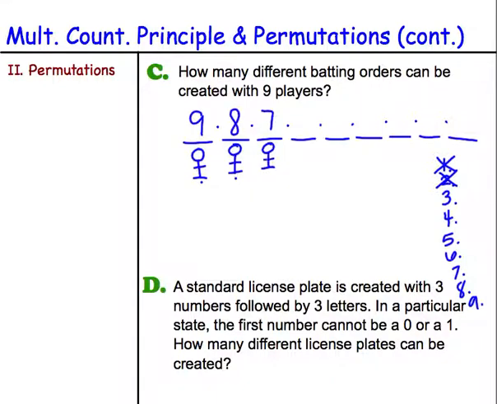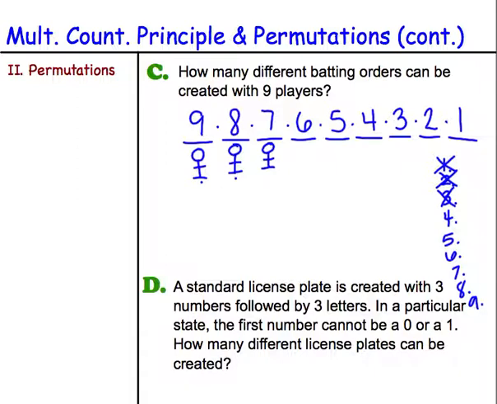And I bet you can start seeing a pattern here. So then, once I've chosen that person, I'm now left with 6 to choose from, then 5, then 4, then 3, then 2, then 1. And I'm going to take and multiply all these together.